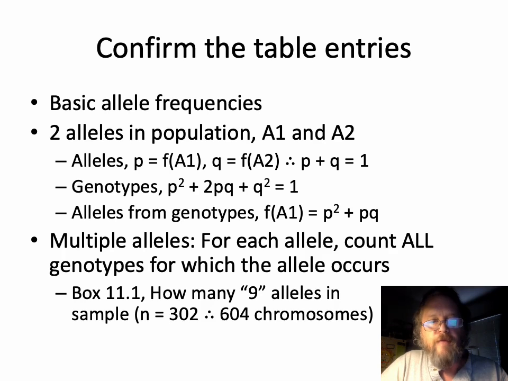All right. If we're given genotypes, how do we get the allele frequencies? Well, you recognize that there's 2 copies in the homozygote, and then there's 1 copy in the heterozygote. So we're going to use this rationale to work from the box 11.1 to pull out our allele frequencies from the genotype counts.